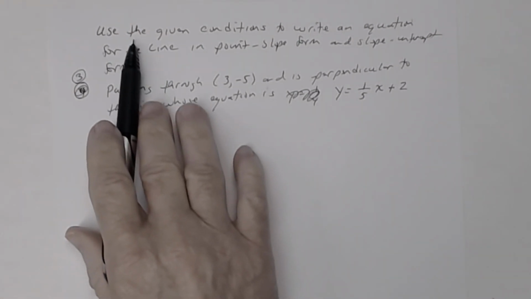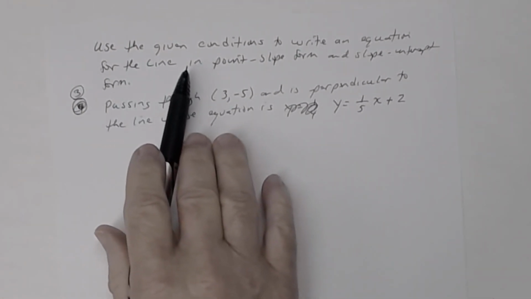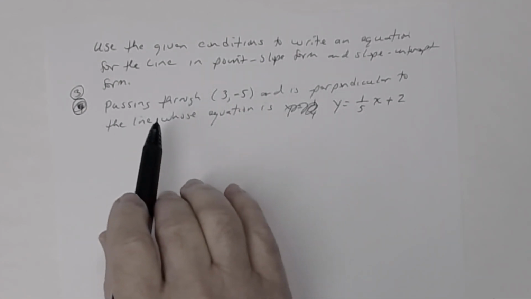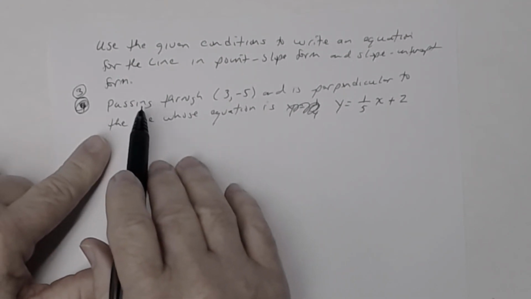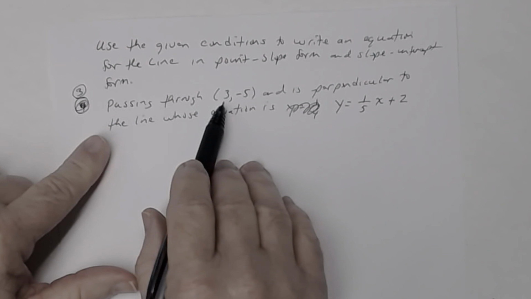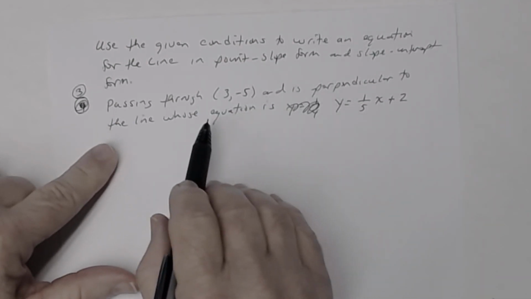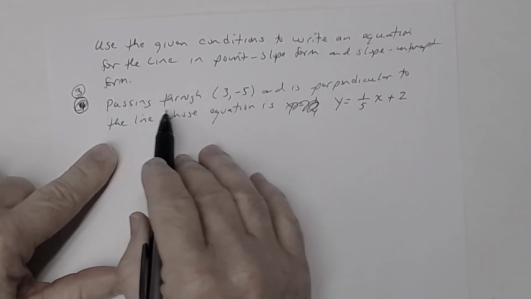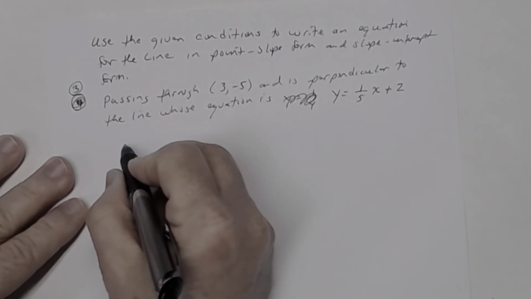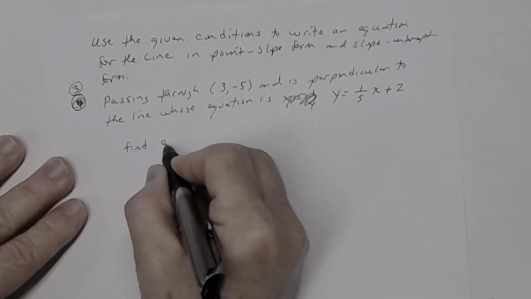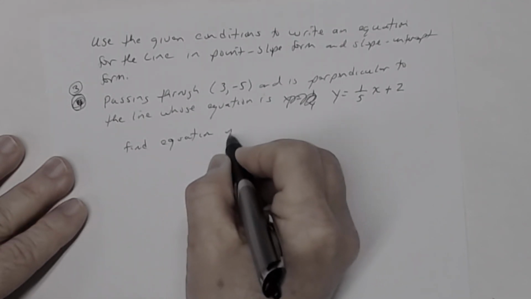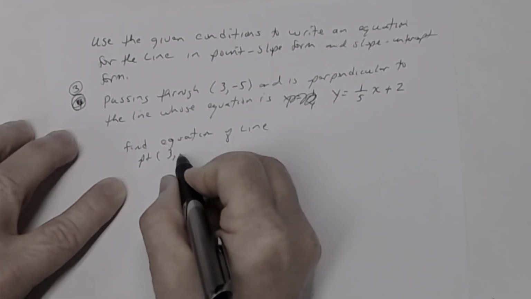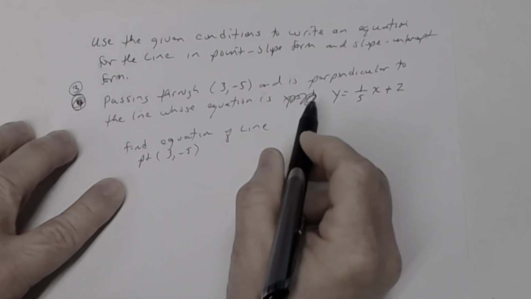The direction says: use the given conditions to write an equation for the line in point slope form and slope intercept form. You're told that the line you're interested in passes through this point and is perpendicular to the line whose equation is this. So you're going to find the equation of the line that contains the point (3, -5) and is perpendicular to this line.